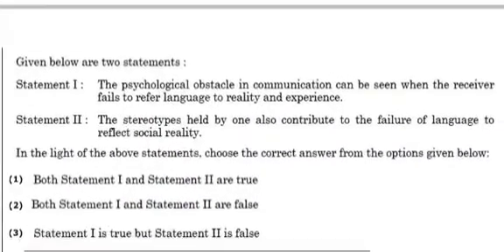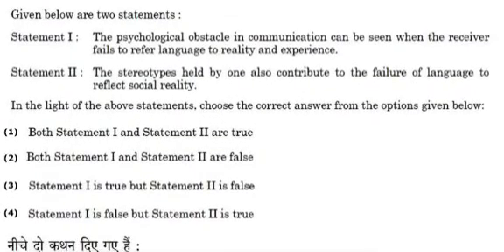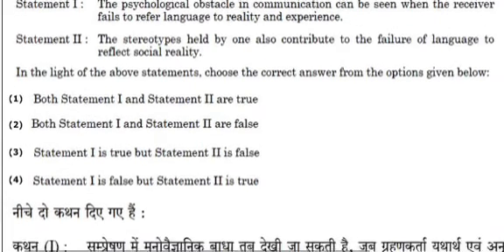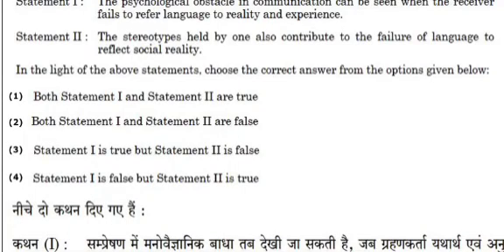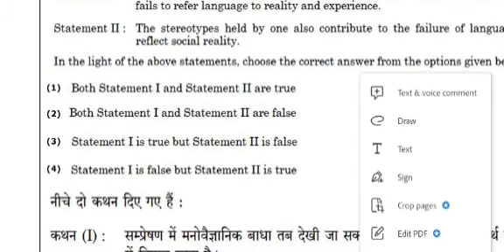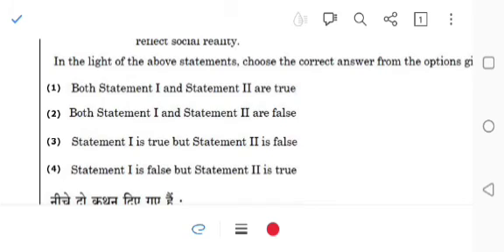Eighteen. Given below are two statements. Statement 1 says the psychological obstacle in communication can be seen when the receiver fails to refer language to reality and experience. Statement 2, the stereotypes held by one also contribute to the failure of language to reflect social reality. Study the options. Let me give you the correct option first. Both statement 1 and statement 2 are true. Number 1 will be correct.